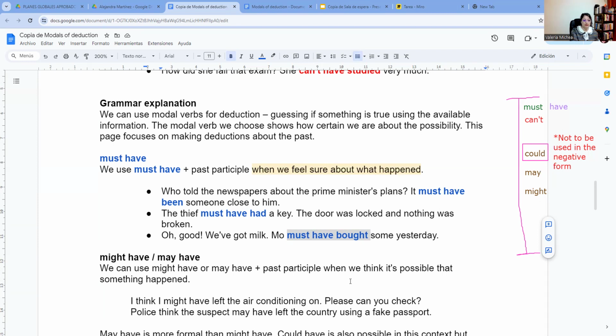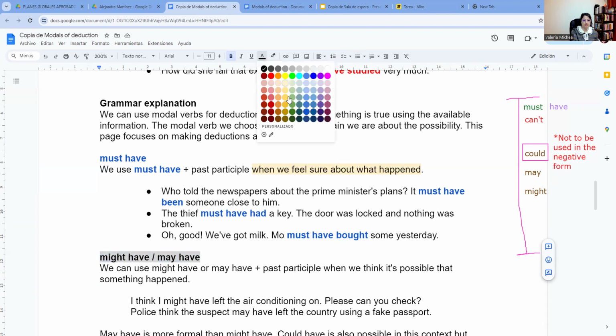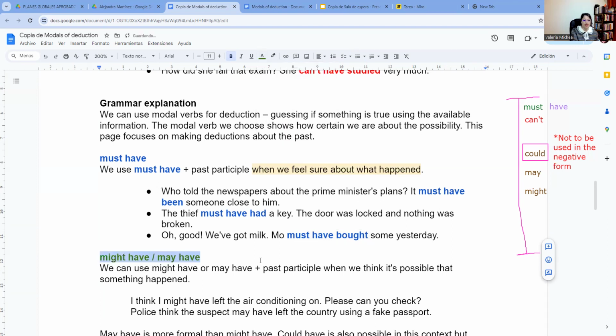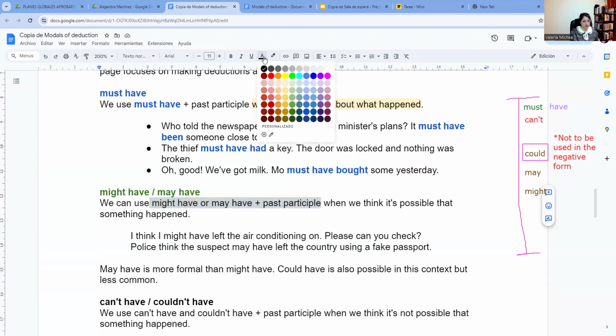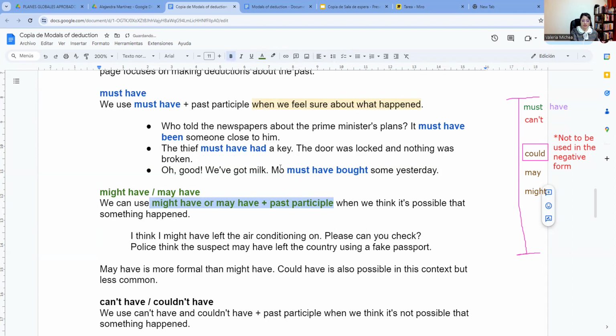Then we have this one, which is related to might have, or may have. We can use might have or may have plus the past participle form when we think it's possible that something happened in the past. We are not sure, we don't have a lot of evidence, but it is possible that something happened.